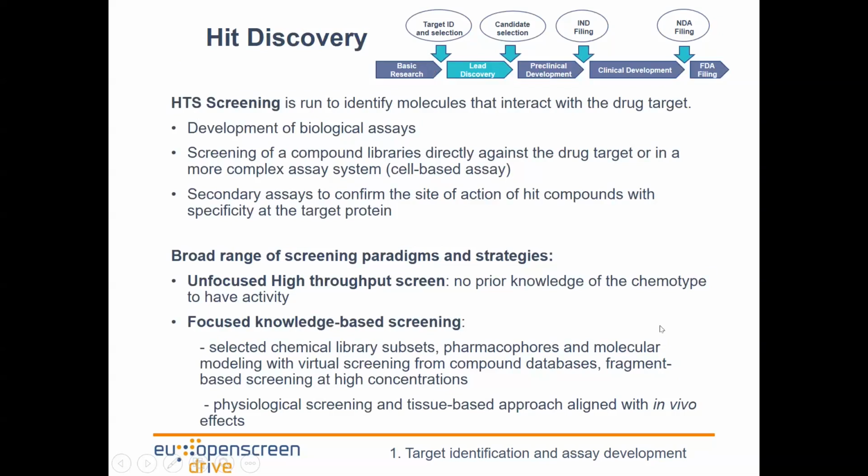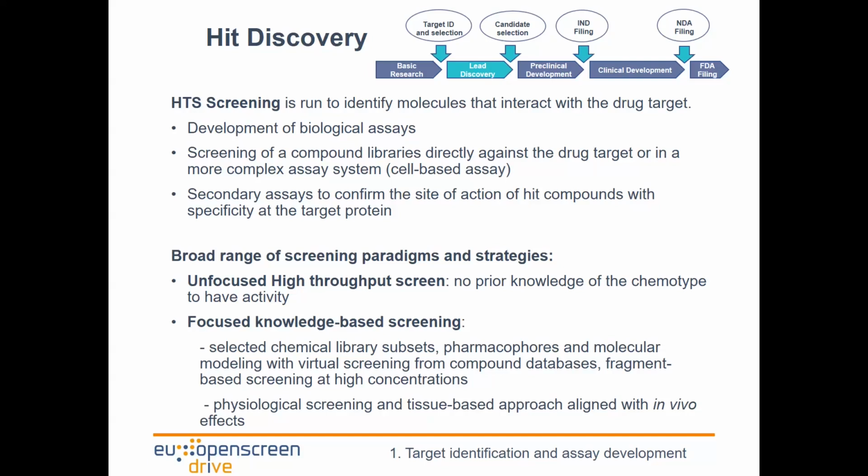Now we are going to move through three slides. The first one is hit discovery, which is the first step. After that, we mention hit selection and validation. Hit discovery, as mentioned before, includes the HTS screening, which is the process that we described previously.